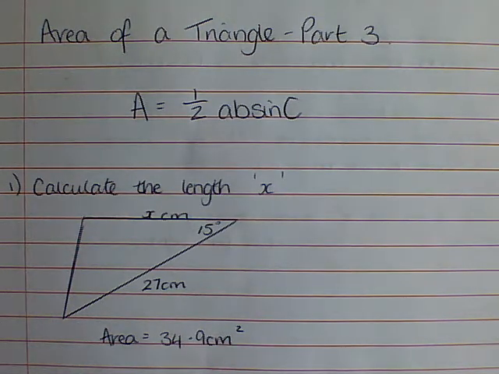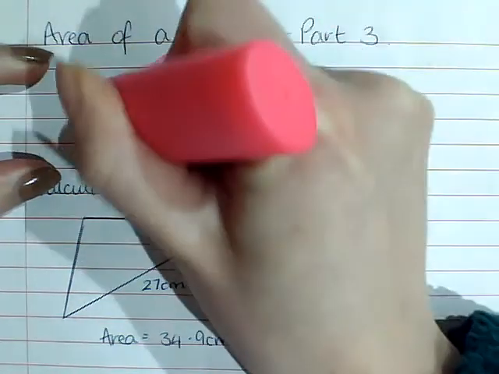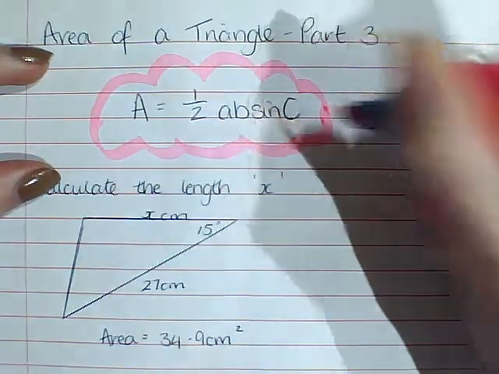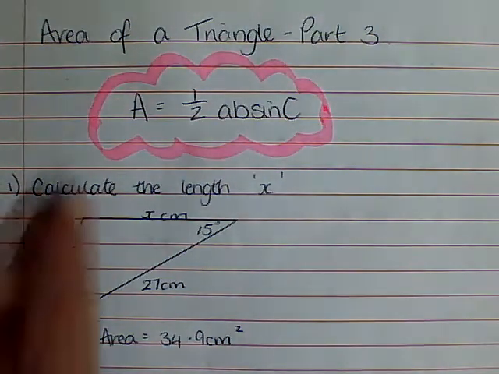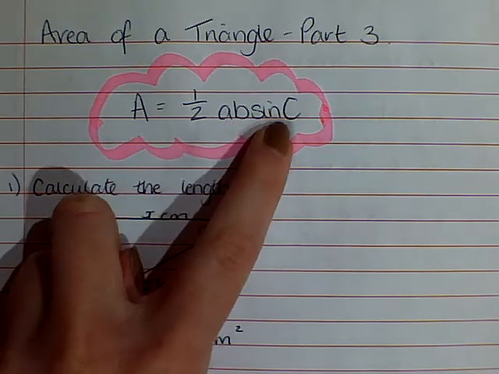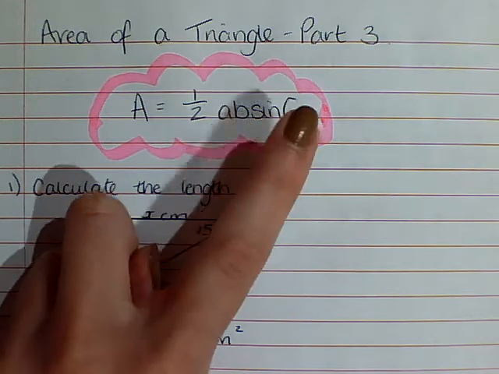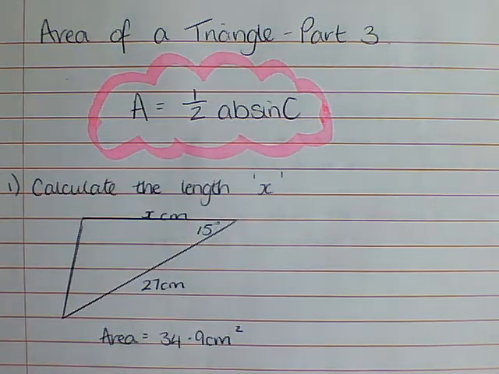Hello, so here we've got the area of a triangle part 3 and we are still continuing to use the formula on the front of our formula sheet labelled area of a triangle. And that is area equals a half times AB times sine C. A and B are both lengths and C is an angle.